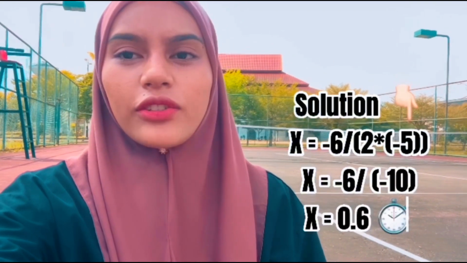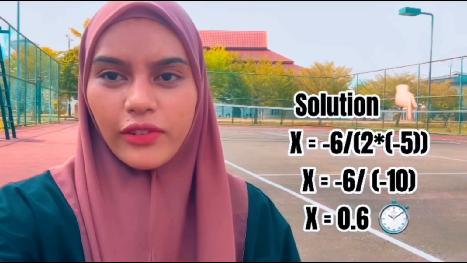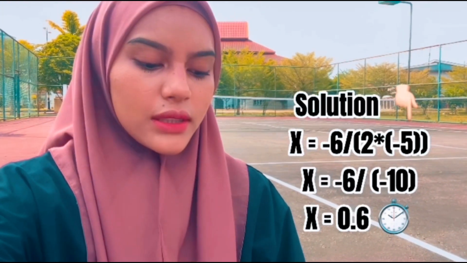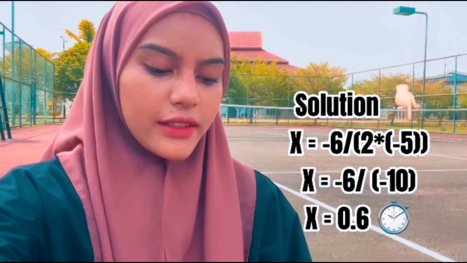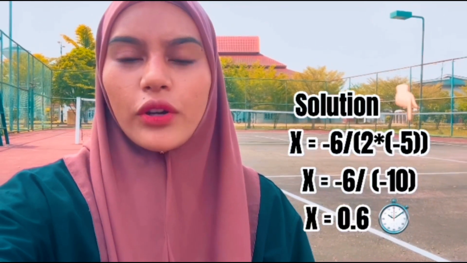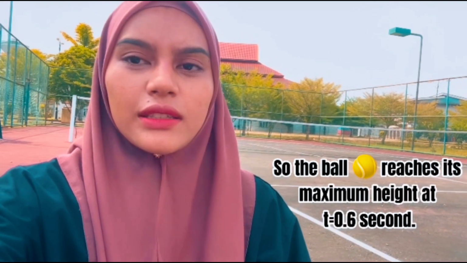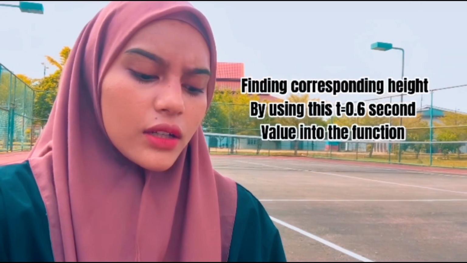So x equals negative 6 over 2 times negative 5. Then x equals negative 6 over negative 10. So x equals 0.6. So the ball reached its maximum height at time equals 0.6 seconds. Then I start to find the corresponding height.